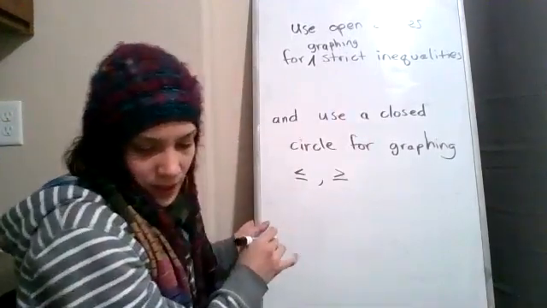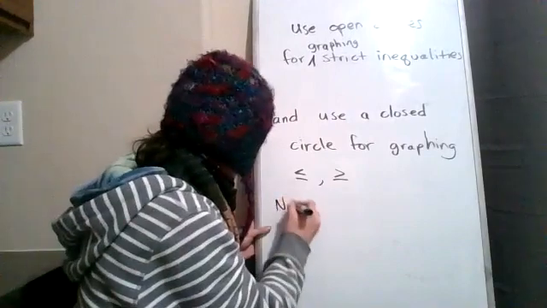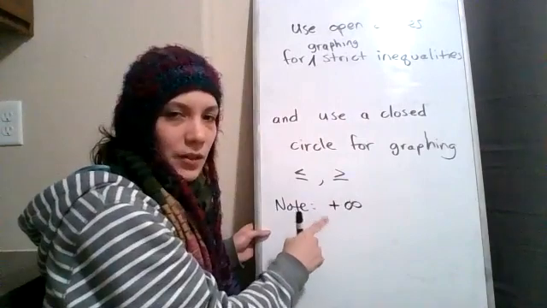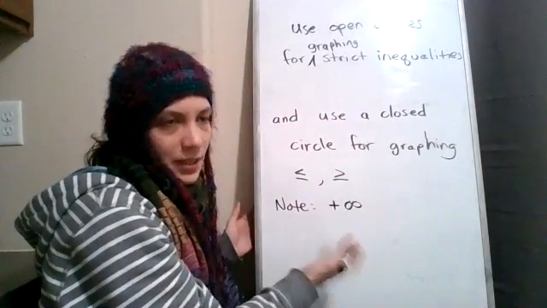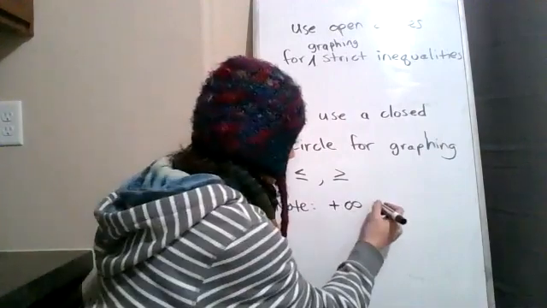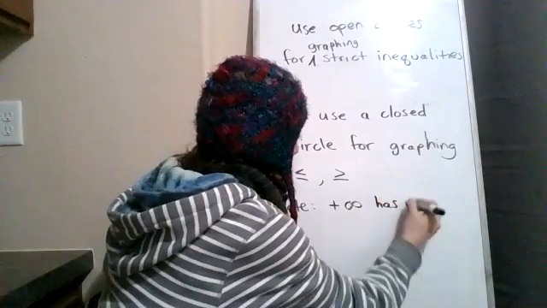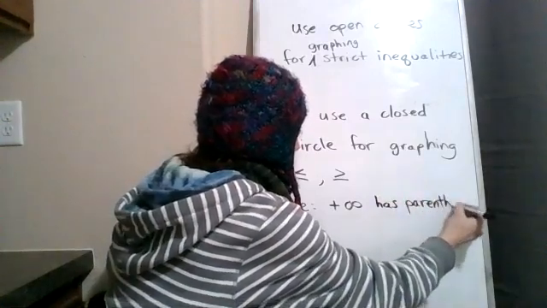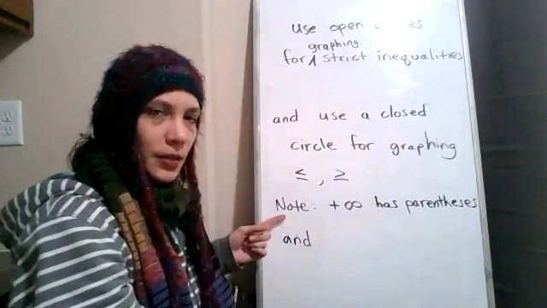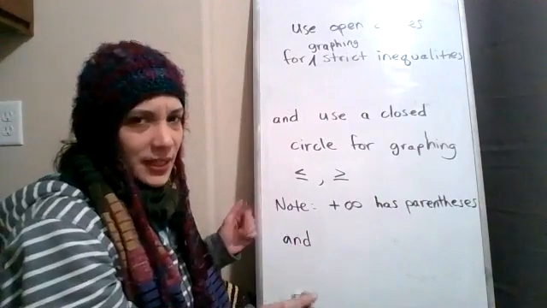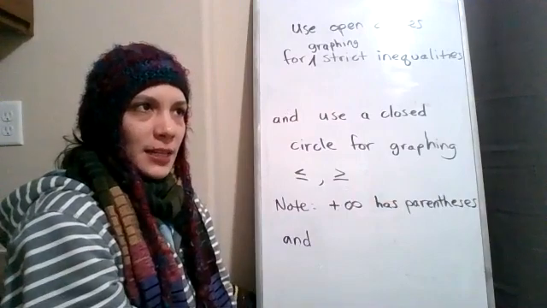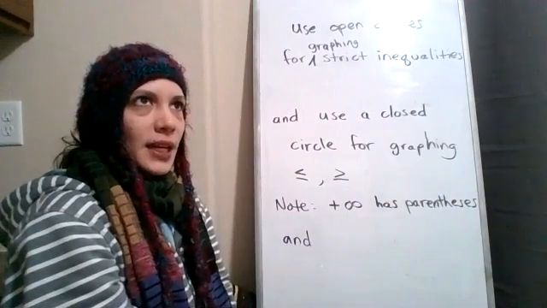Note: positive infinity will never be included in the set. You can't have the number infinity in your set, so it's going to have parentheses on it. Also, you're not going to have the number negative infinity in your set, or x will not equal negative infinity, so it has parentheses.